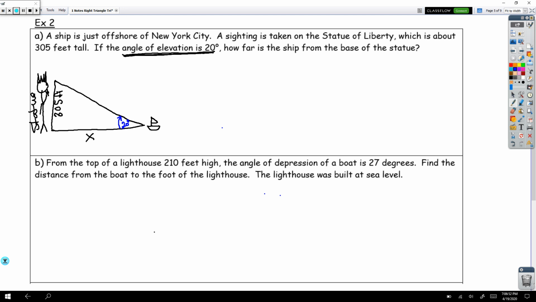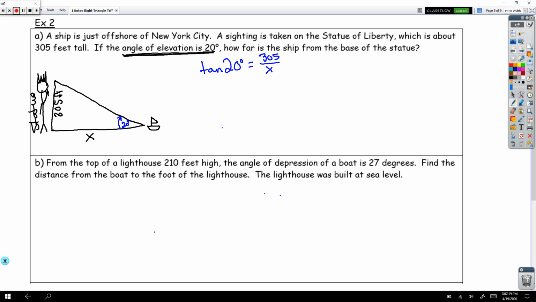So we're going to make use of our trig functions here. In this case, I don't know the hypotenuse, so that kind of rules out sine and cosine. So let's hope tangent can work for us. Tangent is opposite over adjacent, so that kind of works out perfect for us. So we have the tangent of 20 degrees equals opposite side, 305, over adjacent side.